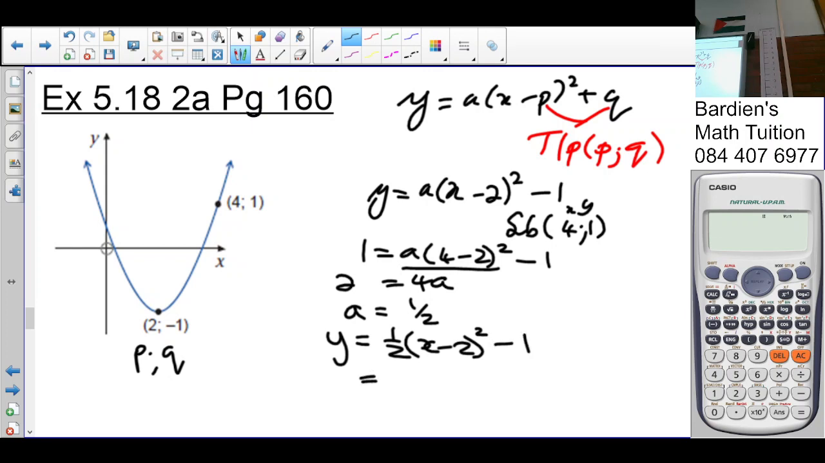And then from there, it's just a matter of multiplying, okay? Which is going to be half x squared. That times 2 is negative 4, so it's negative 2x. That's going to give you 4 times half is 2, minus 1 is 1. Okay? So that is the equation of that parabola given the turning point. Alright.